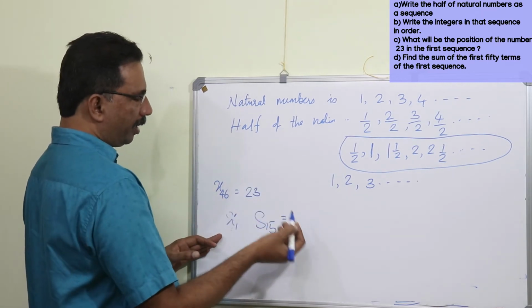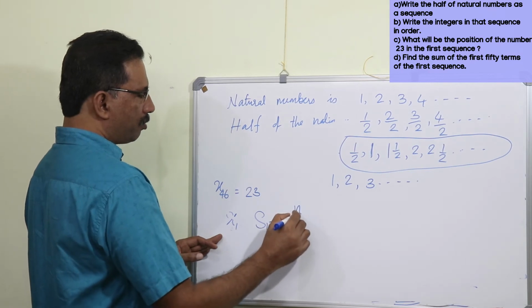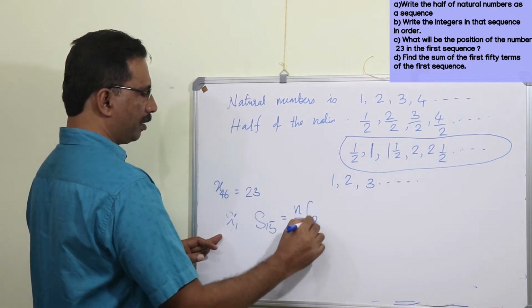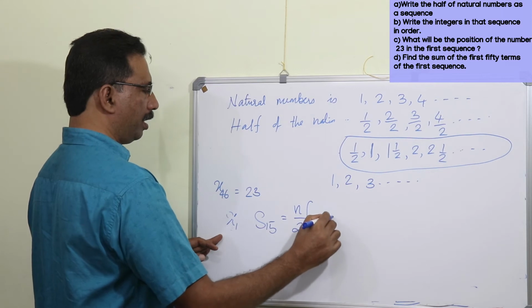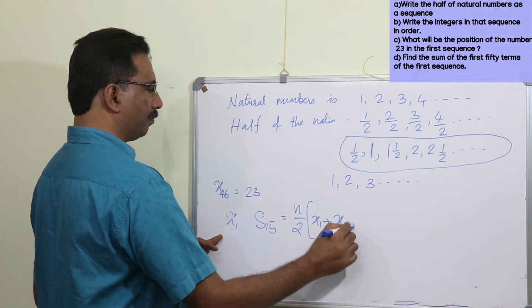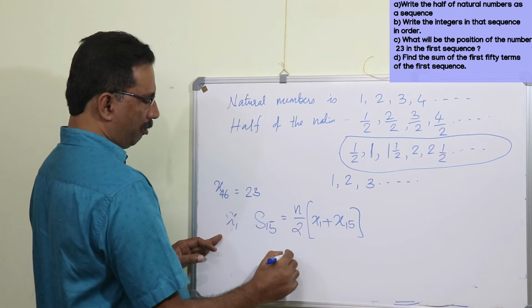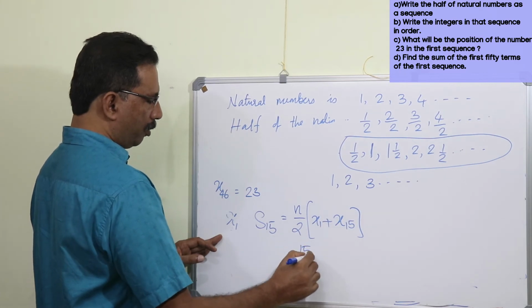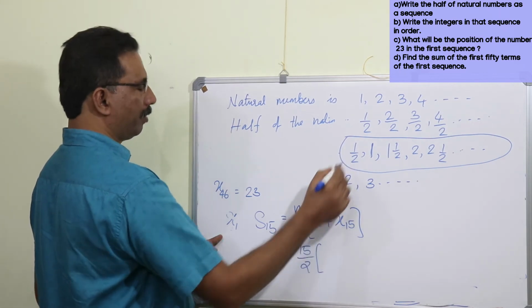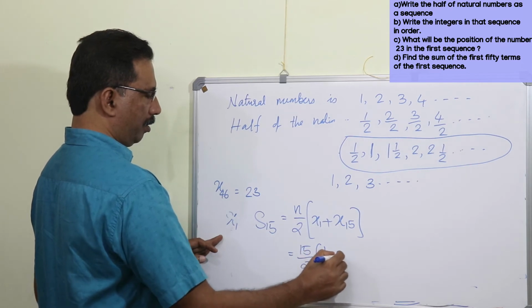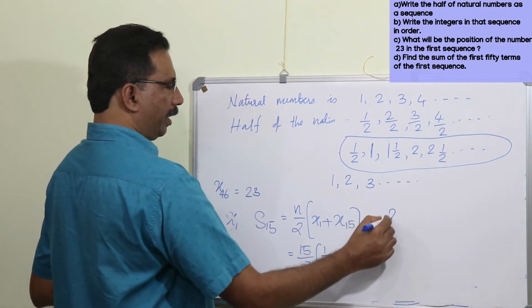We know that n/2 into first term. Let us use this one: S15 is equal to 15/2 into, what is the first term? Half, plus we know that x15.